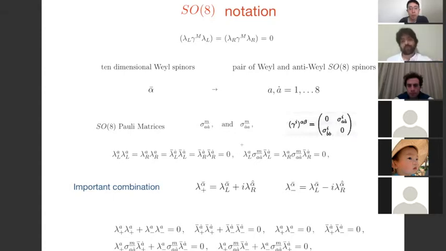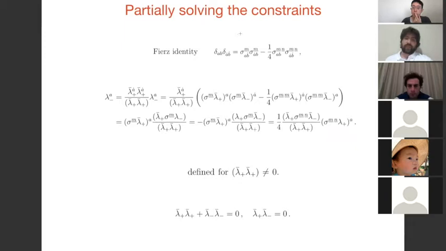Translating these pure spinor constraints into this language, I have just a change of variables. I get the pure spinor constraints in this SO8 notation. They are quadratic constraints. They are very complicated. This is a complication of the formalism, that the constraints are quadratic. But in any case, it's possible, in any background, to solve partially these constraints. So you see it to be important.